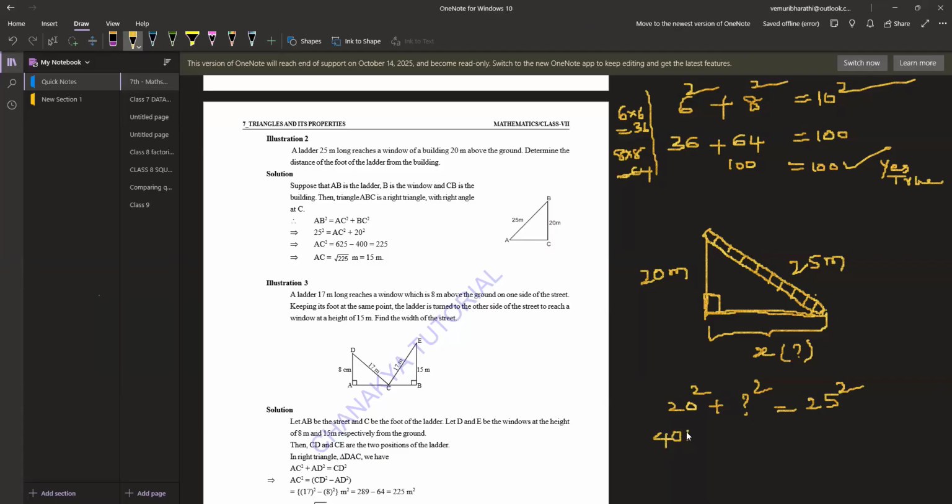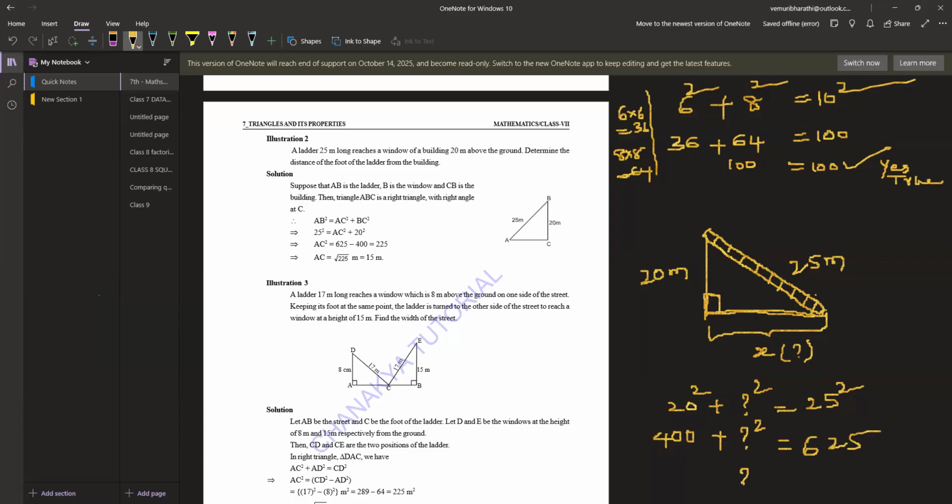Very good, it's 400. Next, Rafika, what is 25 square? 25 multiplied with 25. What is the answer to that? I think 625. Okay, 625 is the correct answer.